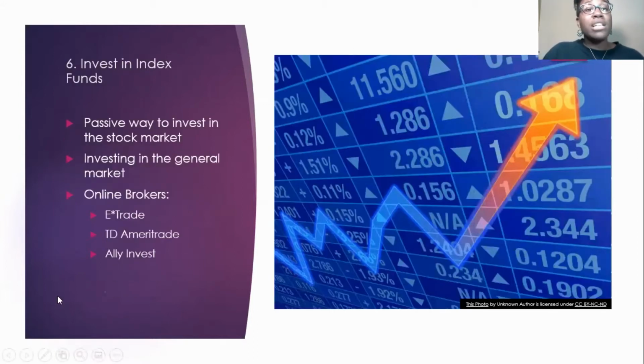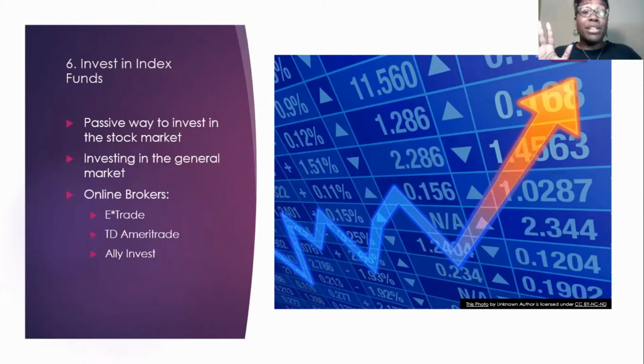All right. Number 6, invest in index funds. And index funds are a little different than mutual funds. Index funds are a form of mutual funds. All right. And basically it's a passive way to invest in the stock market, but it invests in all of the companies on the stock market.